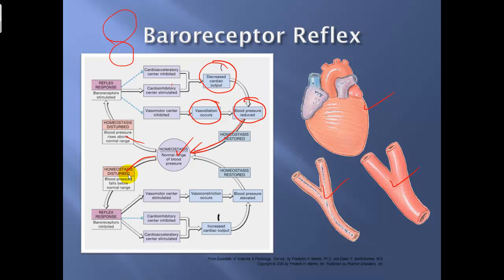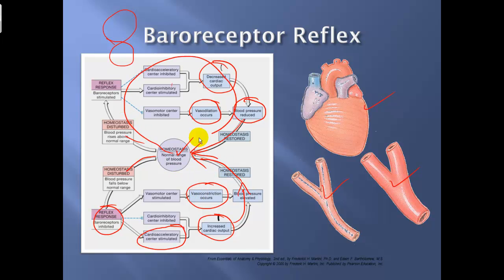On the other side of it, blood pressure falls below a normal range. We get a reflexive response from the baroreceptors again. Vasomotor centers are stimulated, and this causes vasoconstriction. Cardiac inhibitor center is inhibited. So we don't want to put the brakes on. We actually want to kick the brakes off. The cardiac acceleratory center is stimulated, which increases cardiac output. Blood pressure rises, and hopefully homeostasis is restored. Again, kind of looks like a figure 8.